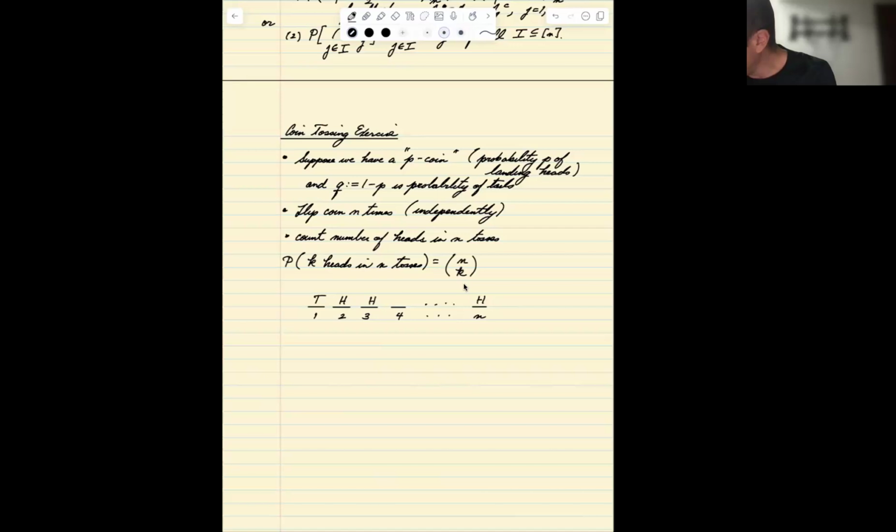So among the k heads, each one had a p probability of coming up heads, and they're all independent. So by the multiplication rule, it's just p times p times p times p, k times. That's p to the power k. Similar logic applies to tails. There's n minus k left. Each one had a probability q of coming up tails. q times q times q, etc., n minus k times. Okay.